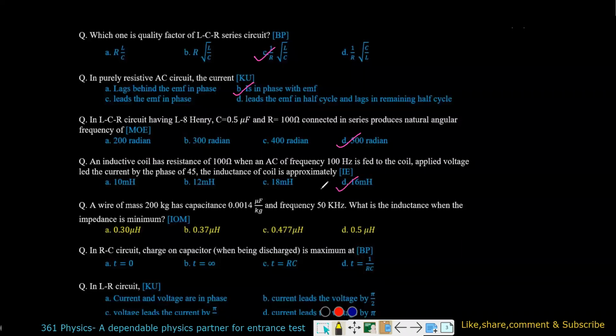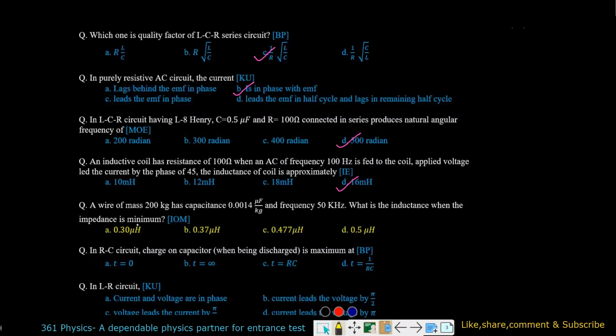The simple kind of calculation can also be asked sometimes. So a wire of 200 km has a capacitance of dash and frequency of 10 kilohertz. What is the inductance when the impedance is minimum? Okay, so impedance minimum हुने भनेको situation हेर्नु पर्यो है, impedance minimum, and you are going to calculate the inductance, the value of L again. So let me just simplify this question with simple mathematics.